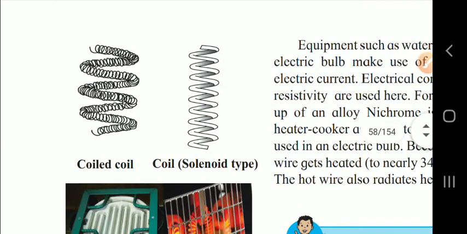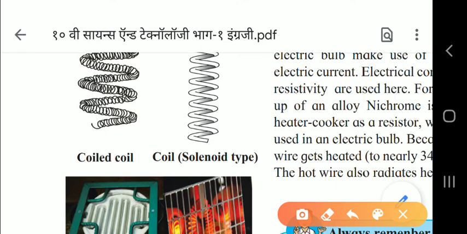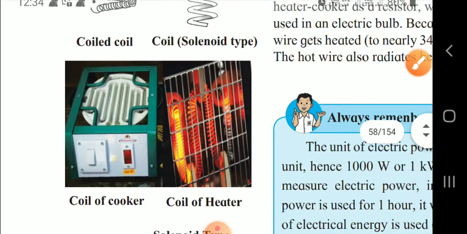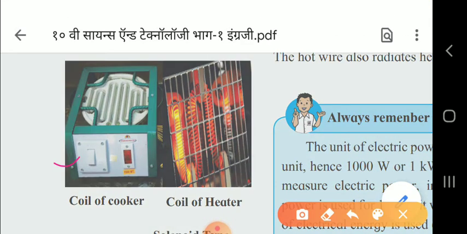Now see here, 2 types of coil are shown here, coiled coil and solenoid type of coil. Let us see here. This is the coil of a cooker and this is the coil of a heater. We can see here.